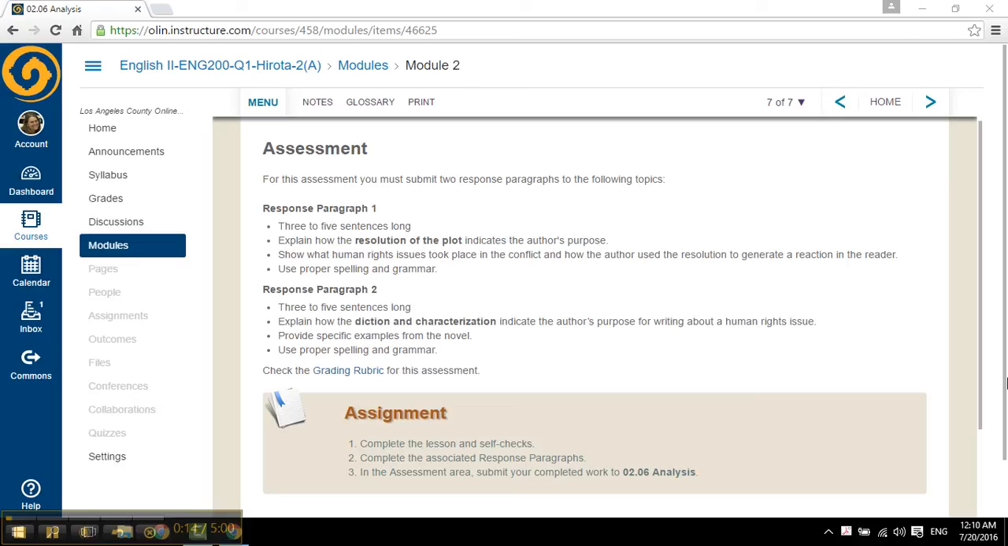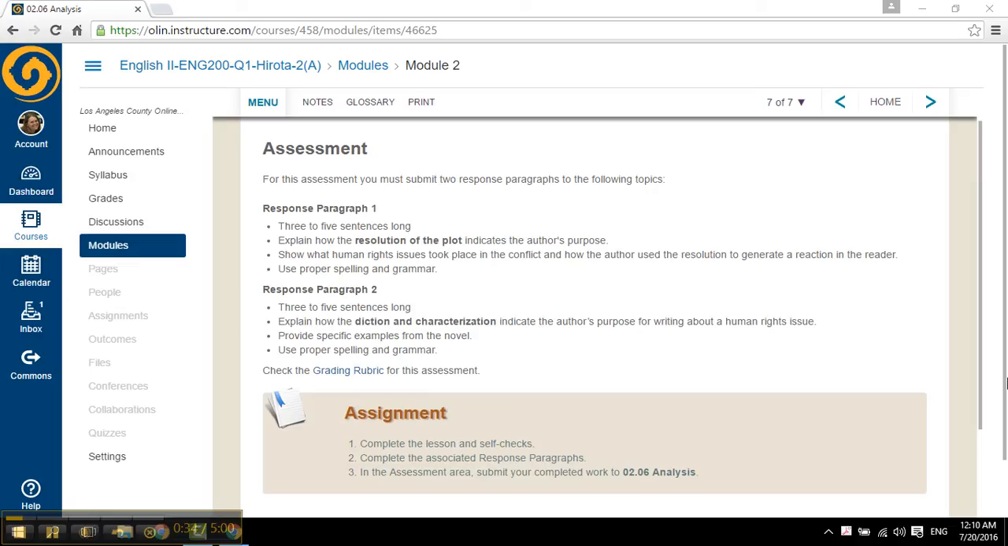Response paragraph 1 is 3 to 5 sentences long, and it explains how the resolution of the plot indicates the author's purpose, and shows what human rights issues took place in the conflict and how the author used the resolution to generate a reaction in the reader. Make sure that your spelling and grammar is correct.